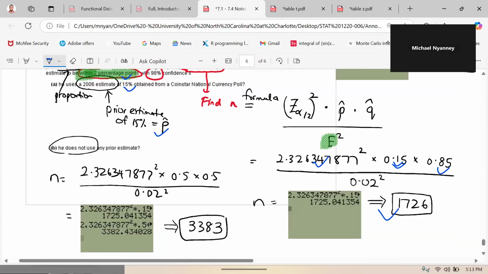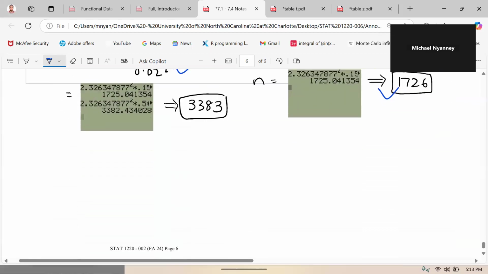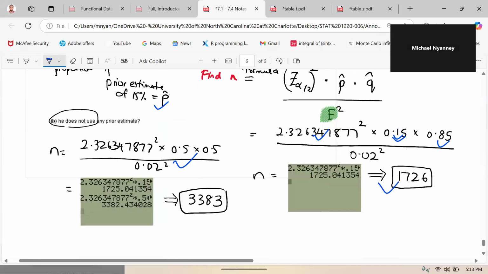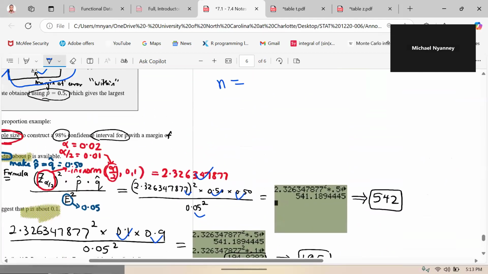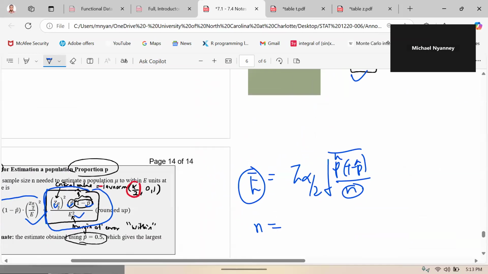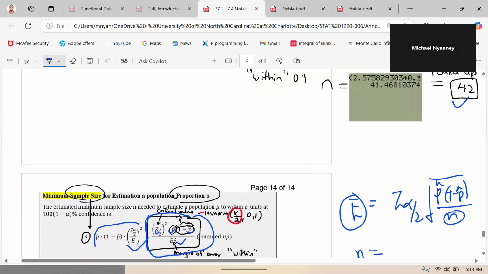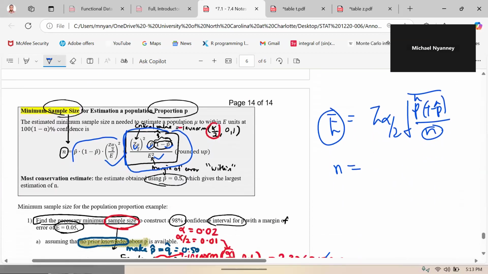Always round it up. In the other case, it does not use any prior estimate. So with P and Q, if you don't have any prior knowledge, then P and Q are always equal. We do the same. This is how to estimate the minimum sample size. Just as simple as that, nothing more. So you have the mean and you have the proportion aspect. All right, thank you very much.